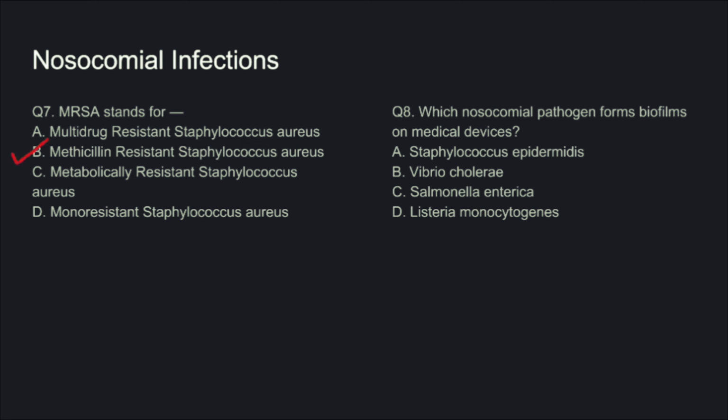Question number 8. Which nosocomial pathogen forms biofilm on the medical devices? Options are A, Staphylococcus epidermidis, B, Vibrio cholerae, C, Salmonella enterica, D, Listeria monocytogenes. So correct answer is option A, Staphylococcus epidermidis.